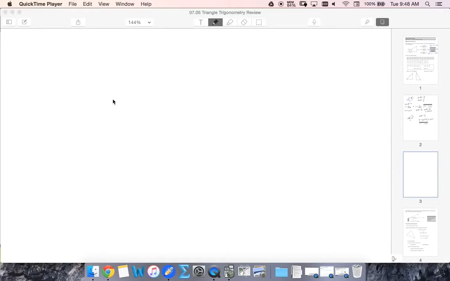Right, so now we're going to look at special right triangle relationships, and we look at the right triangle relationships for a 45, 45, 90 and a 30, 60, 90. So let's start by drawing a 45, 45, 90.